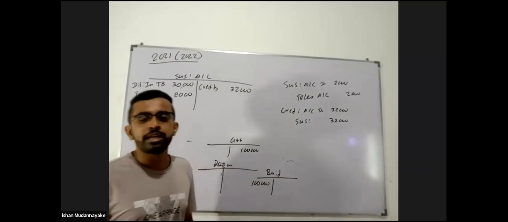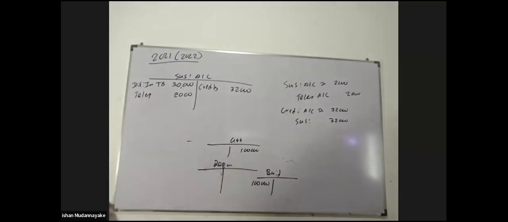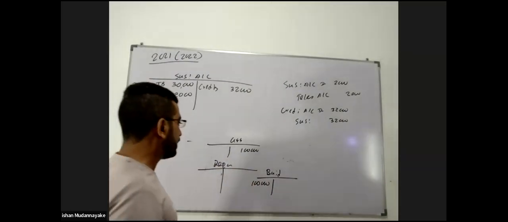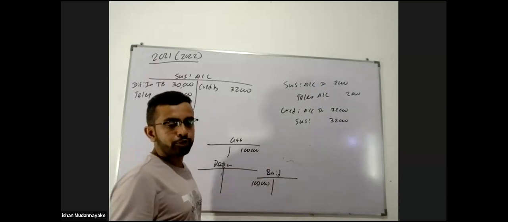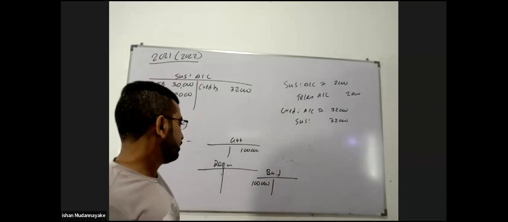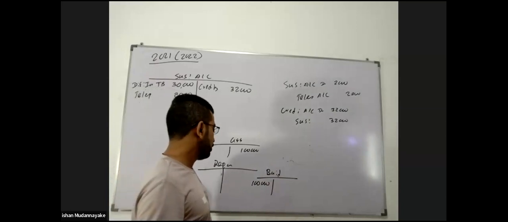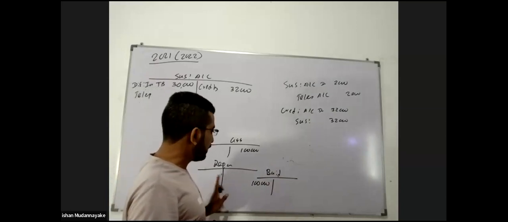Now both sides are equal. Debit side and credit side equal. Therefore, no impact on the suspense account. But there is an issue. Building repair, they have recorded as building expenses.